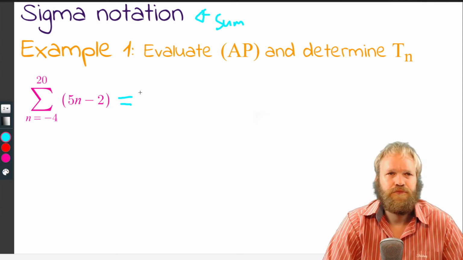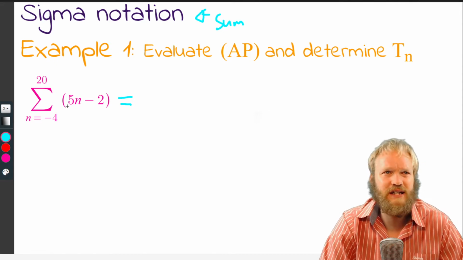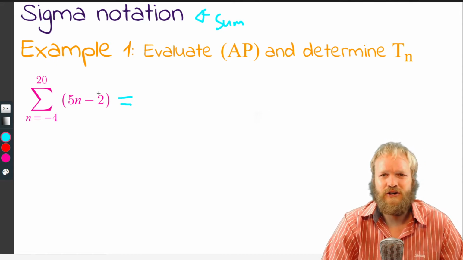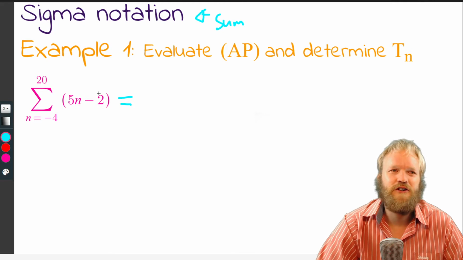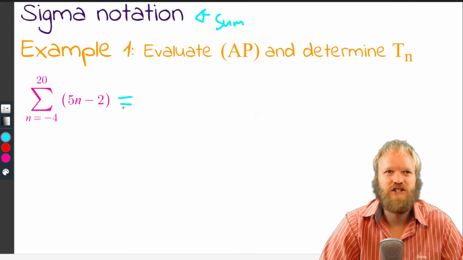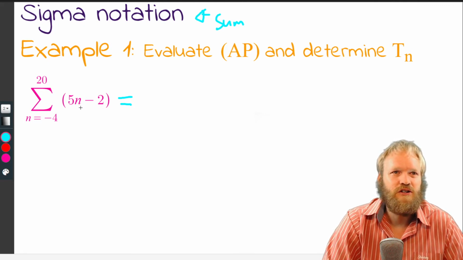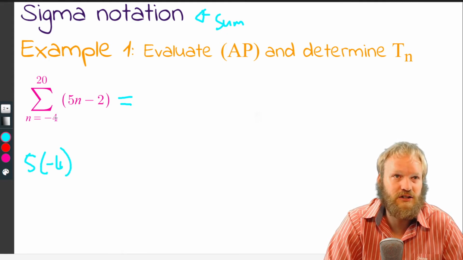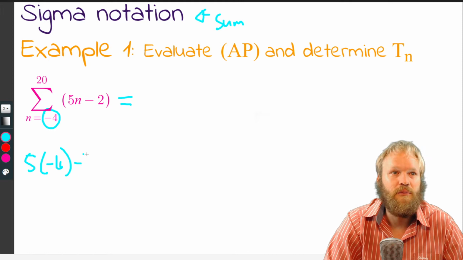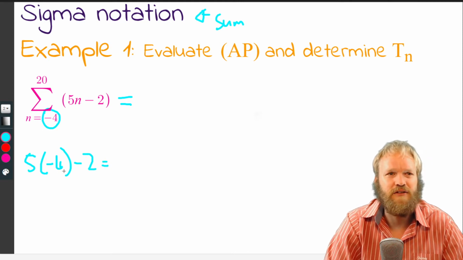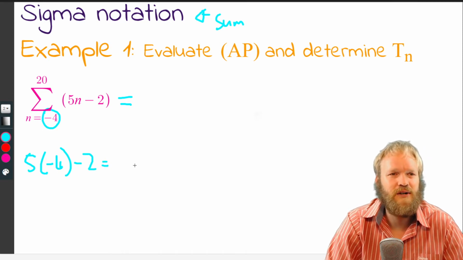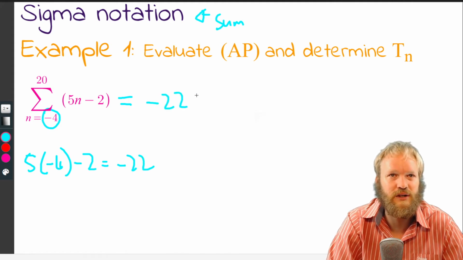So when we see a sigma like this, a good strategy is just sub in the first 3 values at least so we can see what it looks like. So if we put in 5 times negative 4, because that starts at negative 4, minus 2, 5 times negative 4, negative 20, minus 2, negative 22. So our first term is negative 22.